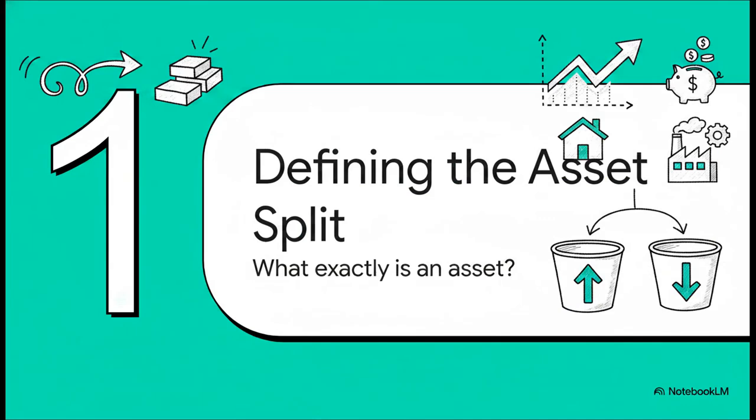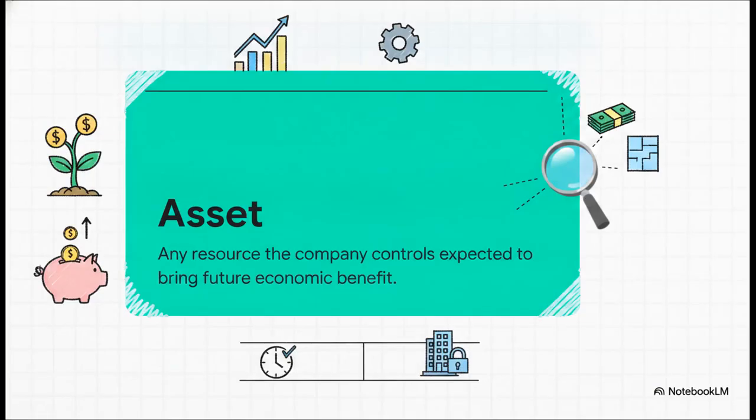So, Section 1, defining the asset split. What exactly is an asset? Well, before we can go splitting our resources into different buckets, we have to establish our foundation. The really crucial point here is that an asset is all about future economic benefit. It's basically any resource the company controls that is expected to bring some kind of value later on. And because assets are the economic engine of the company, the balance sheet lists all of them first, right up at the top. But it doesn't just throw them all into one giant list, right? It divides them into two very distinct groups, current and non-current.